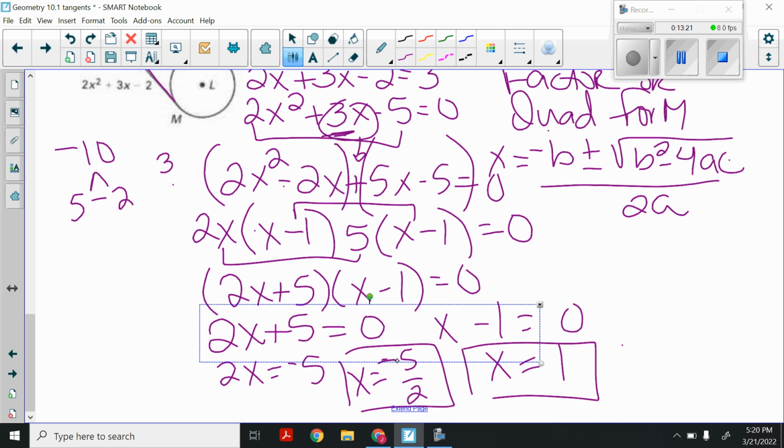Again, if you do not remember how to factor, or you don't want to attempt to factor, anytime you have an x squared, you can always use the quadratic formula and you would get the exact same two answers. All right, so that wraps up 10.1, all about tangents.